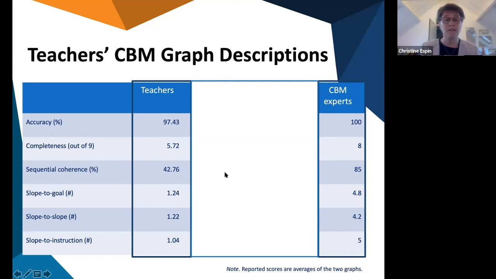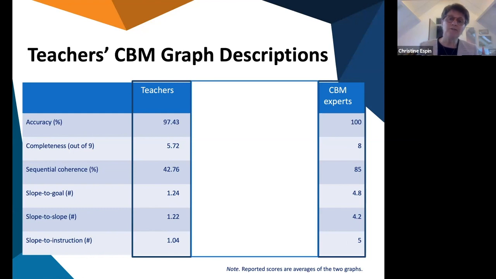And then if we look at the number of times teachers made slope to goal, slope to slope, or slope to instruction comparisons, you see that in general, teachers made about one of each of those comparisons. If you look at the experts, they made 5 slope to goal comparisons on average, 4 slope to slope, and 5 slope to instruction. If we were to just look at these data, we would say, teachers really have a hard time interpreting CBM graphs, and they're just not very good at it.